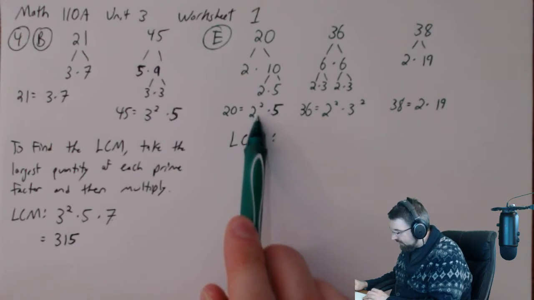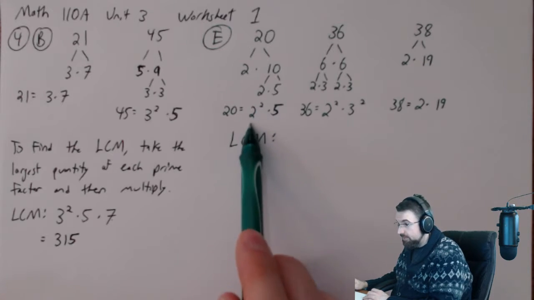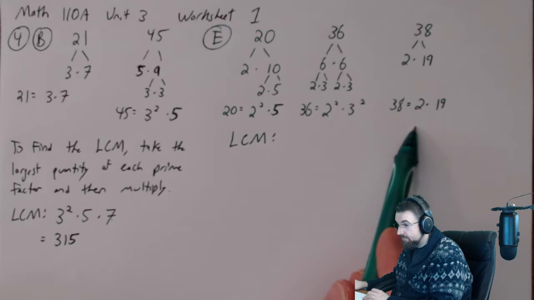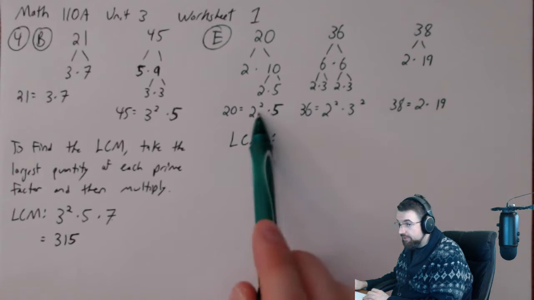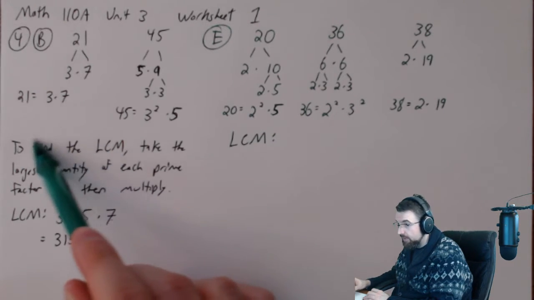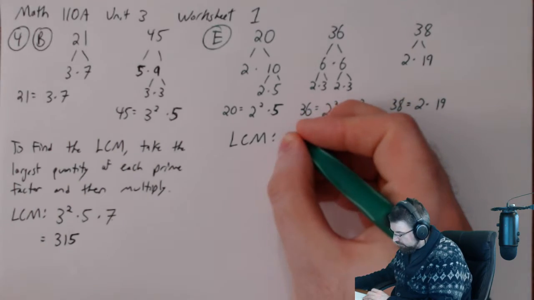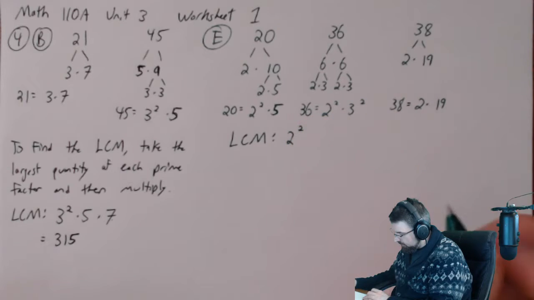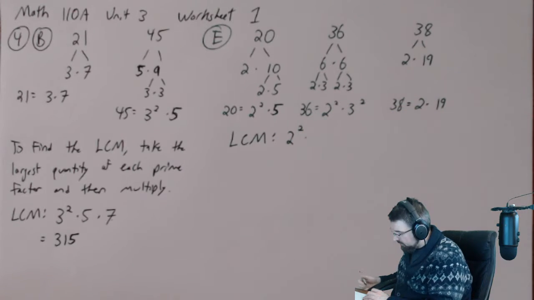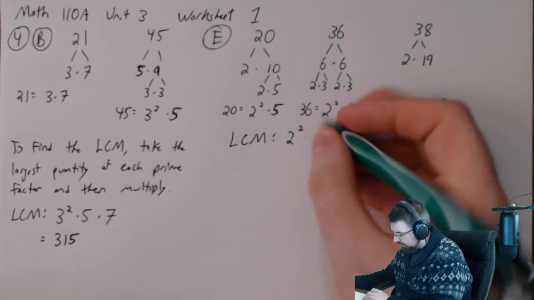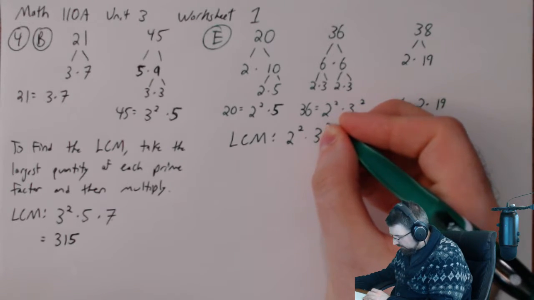So, what's the greatest number of 2's that we have? Well, there's 2 2's here, 2 2's here, 1 2 here. Right? So we're finding the largest number of each of the factors, like we say over here, to find the LCM, take the largest quantity of each prime factor, then multiply. So the largest number of 2's that we have is 2 squared. Now the largest number of 3's that we have. There's no 3's here, 2 3's here, no 3's here. So we have 3 squared.